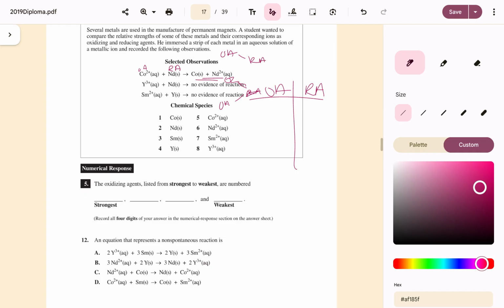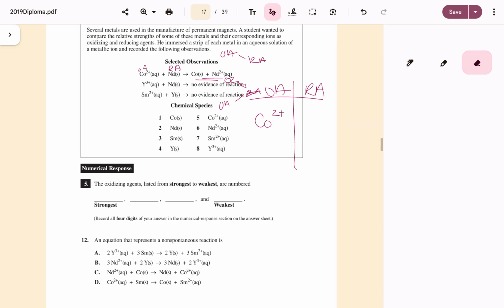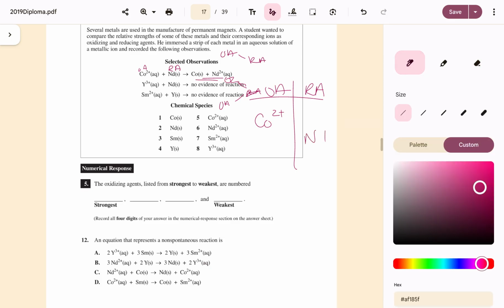So I'm going to start by placing that CO2 positive. I want it higher up than ND. Just need to put that a little lower. Sorry about that. ND. And you can also fill in the rest. We know CO2 positive would gain 2 electrons to make CO, and ND2 positive was what would have to gain to make ND. So we can fill that out.